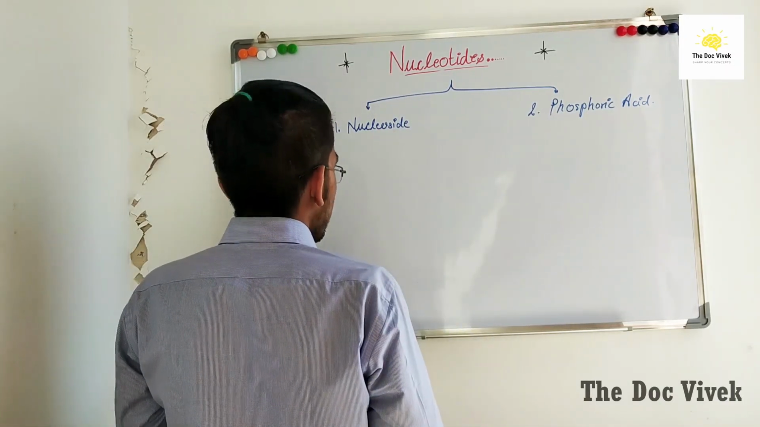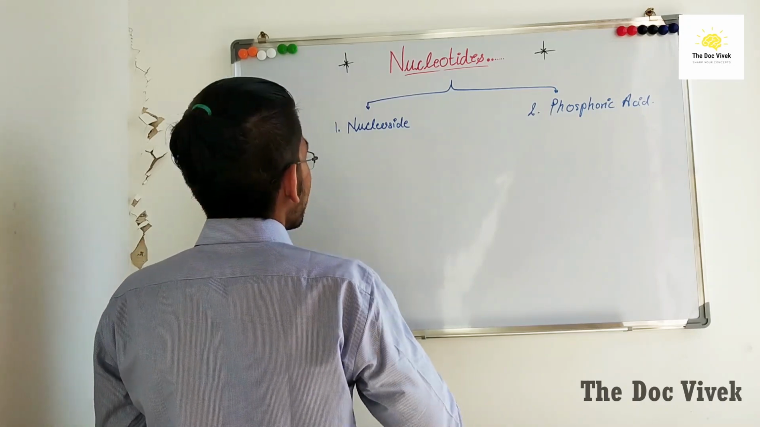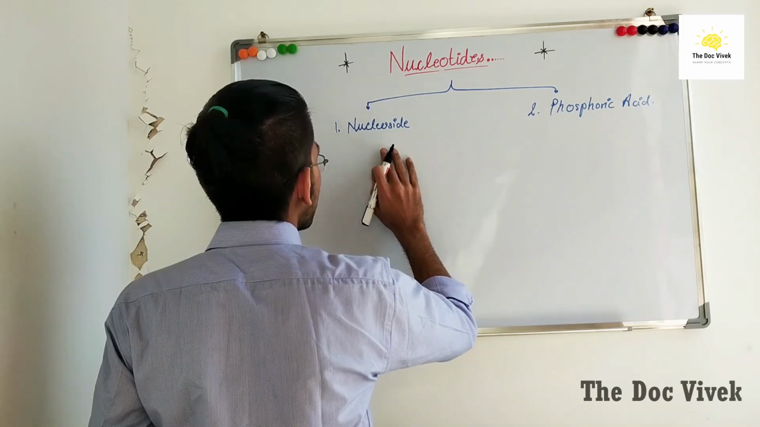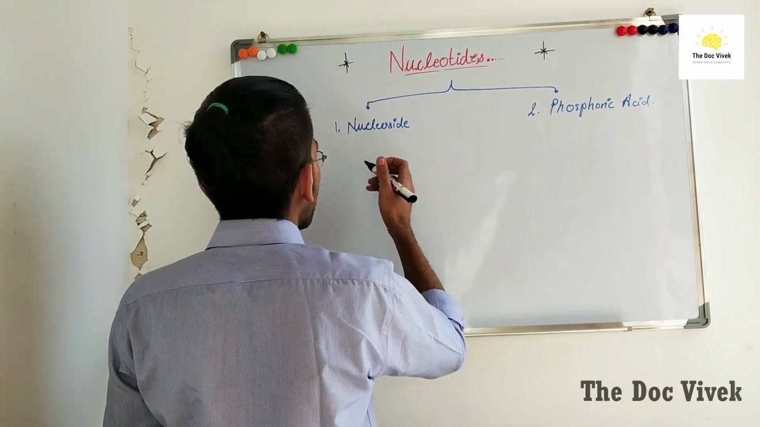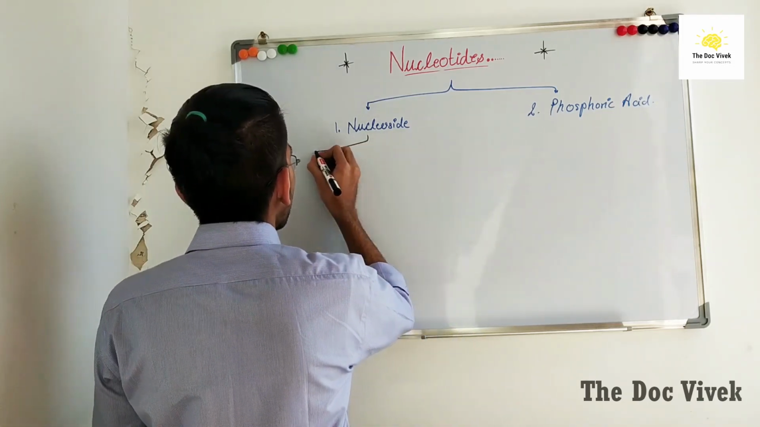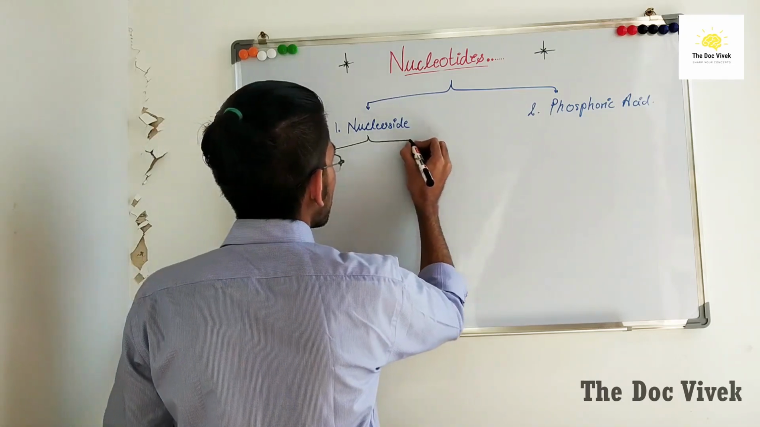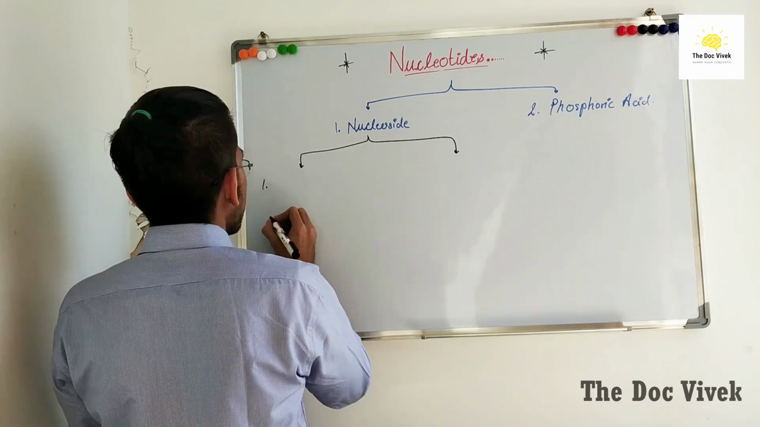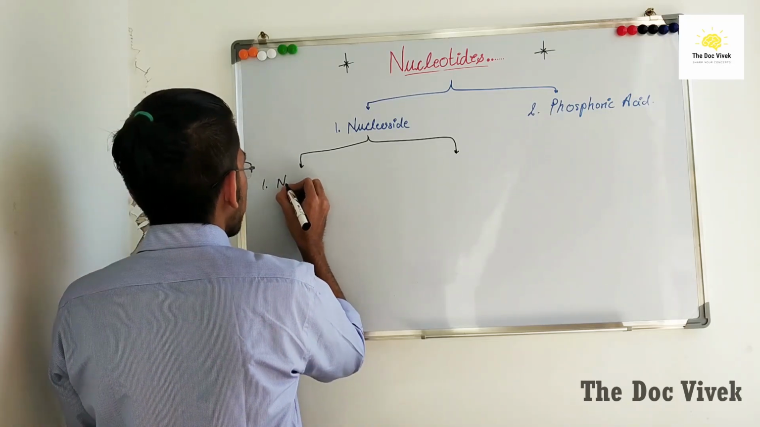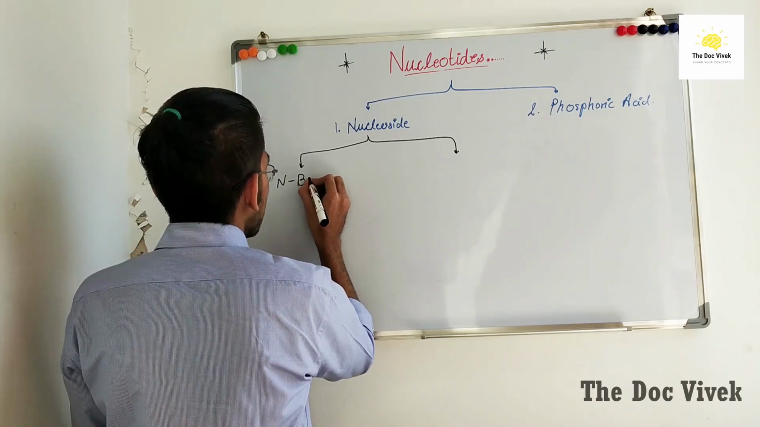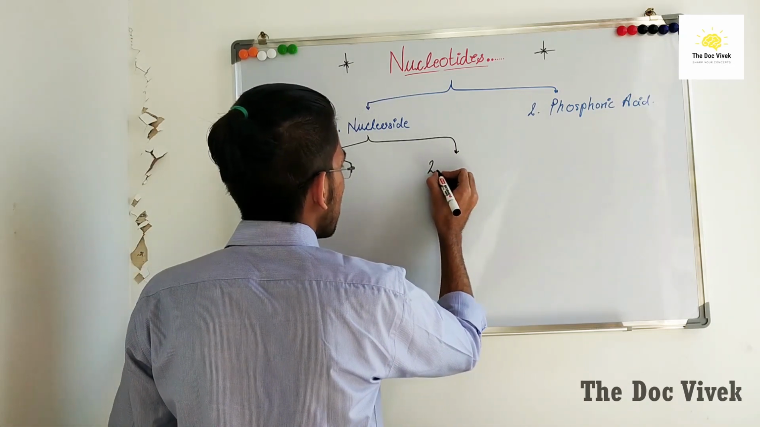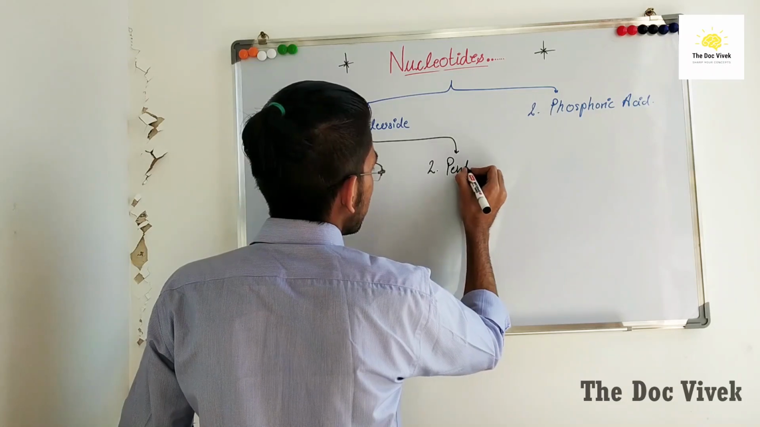Now what are nucleosides? When I try to understand nucleosides and break them into different subunits, I found that nucleosides also comprise two subunits, in which one is a nitrogenous base and the other one is a pentose sugar.